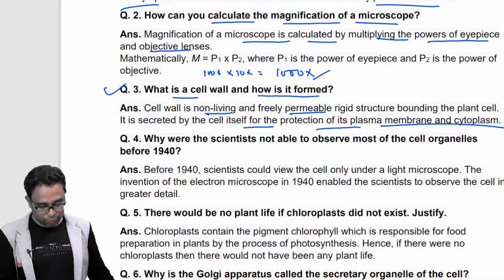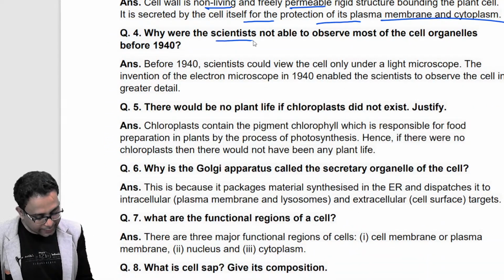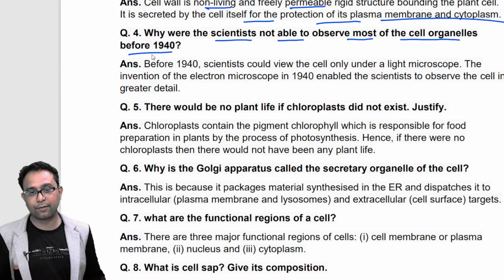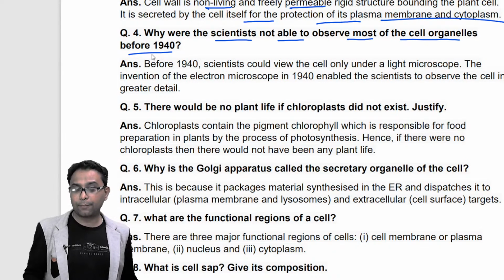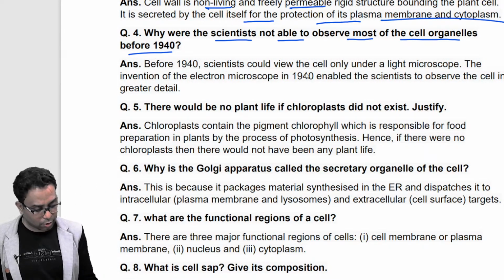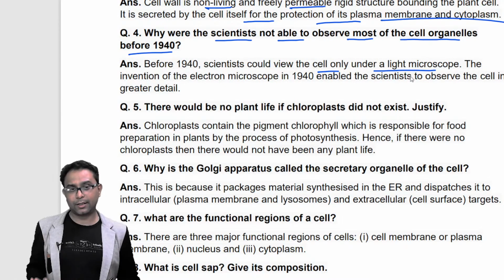Now we go to question number 4. Why were scientists not able to observe most of the cell organelles before the 1940s? Because before the 1940s, scientists could view the cell only under the light microscope, which had some limitations.